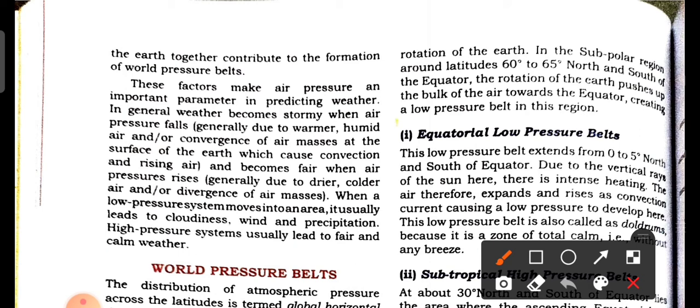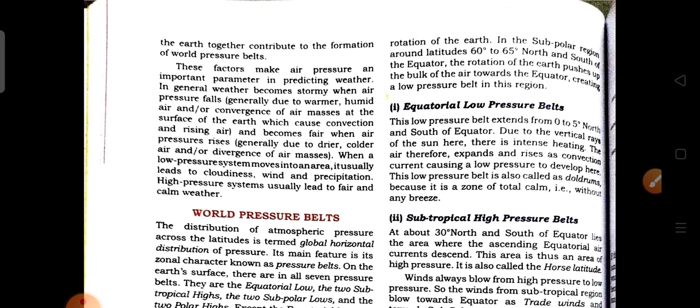So a high pressure system usually leads to fair and calm weather. Where the high pressure prevails, the weather is fair and calm. So in this lesson we have covered the factors affecting the atmospheric pressure. In another lesson we will learn about the world pressure belt.